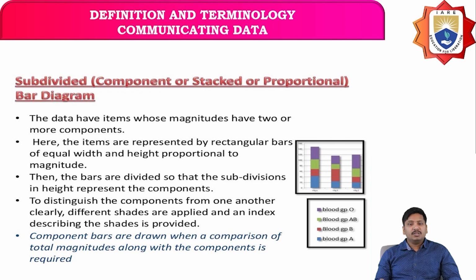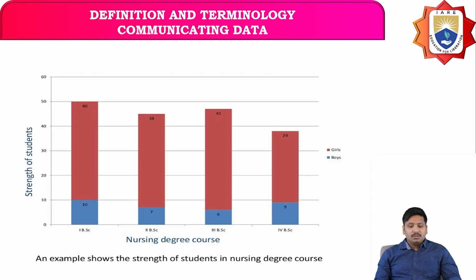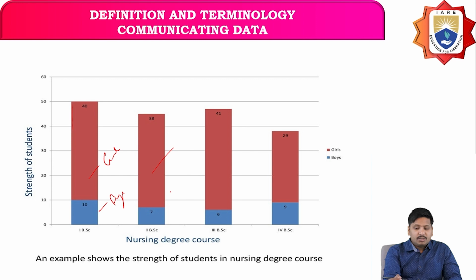The subdivisions in height represent the components, and in order to distinguish between the components from one to another, different shades are going to be applied, and the component bars are going to be drawn whenever comparison is going to be constrained. So here the bar is going to be divided into different sections. In the number of students studying BSc, how many are girls and how many are boys. Similarly, how many boys and girls in second BSc. So like this, we can map it.